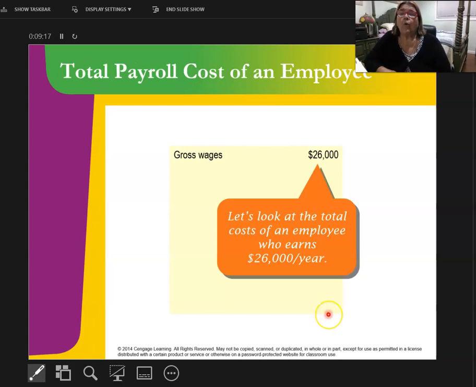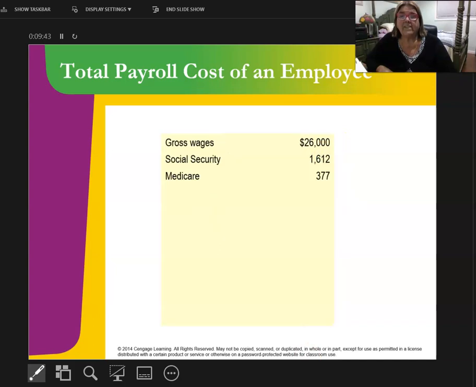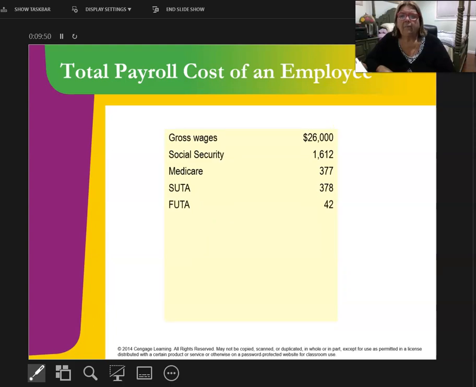So let's look at, if I'm actually paying you a certain wage per year, let's find out what it really costs me to keep you as an employee. Now, we're not even going to look at health insurance or any other things or benefits, but so I have to pay you gross wages. Plus, I have to pay you Social Security. I pay Social Security on these wages. Plus, I pay Medicare. Plus, I pay SUTA. And plus, I pay FUTA.